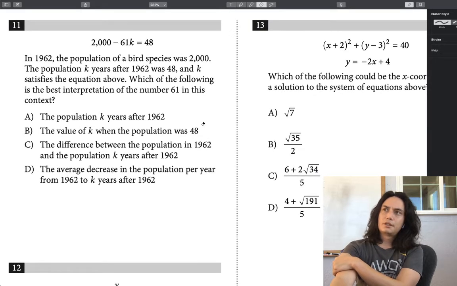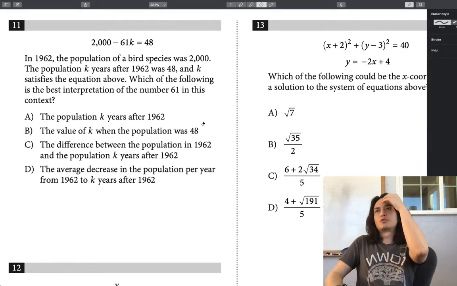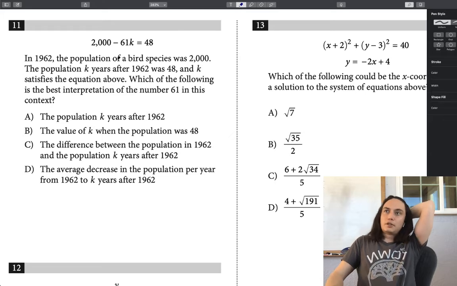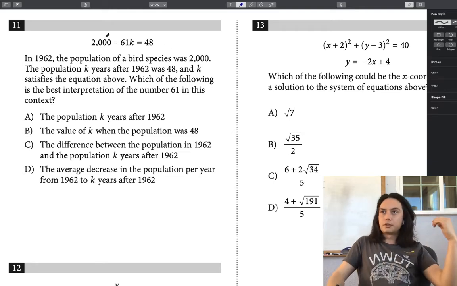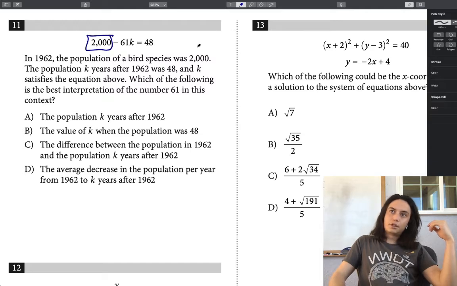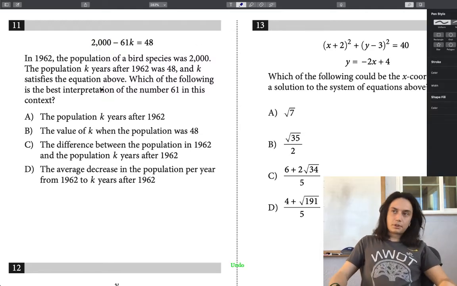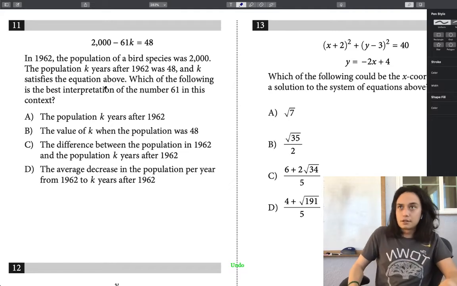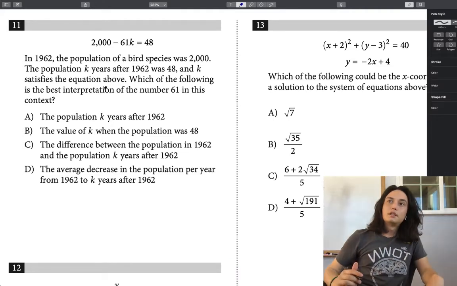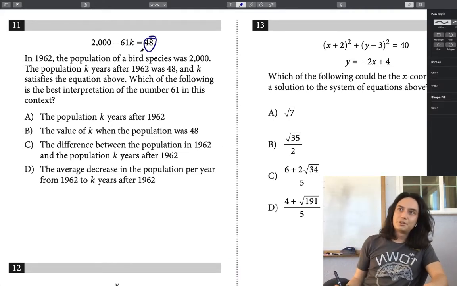In 1962, the population of a bird species was 2,000. Here I'm reading this paragraph, and there's an equation along with the paragraph, and I'm just checking to see. Oh, hey, look, it started at 2,000 in 1962. The population, K years after 1962, was 48. Hey, look, here's the number 48 over here too.